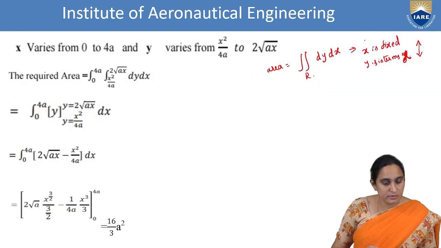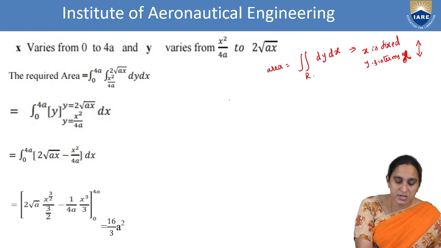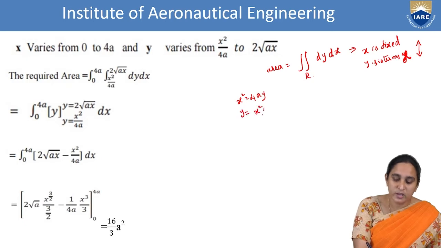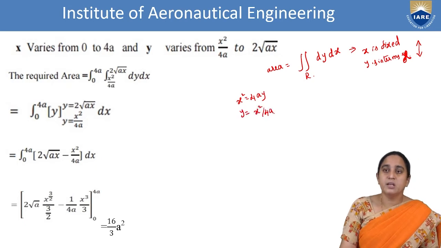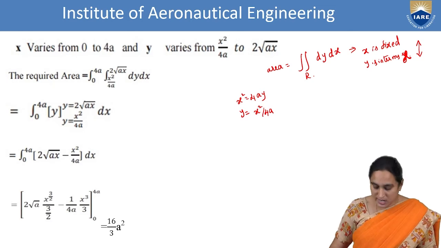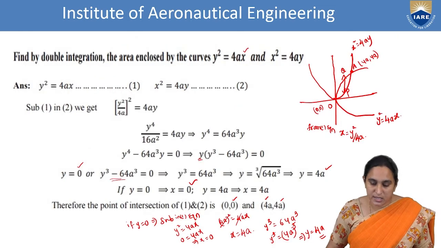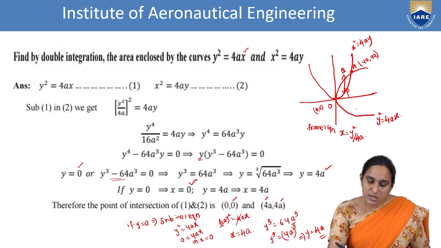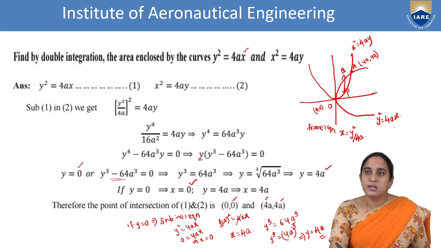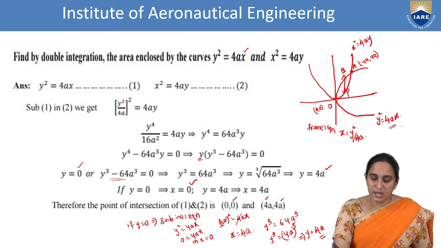From that, what about the y limit? The y limit, as x square is equal to 4ay, means y is equal to what? X square by 4a. Okay, that's the first limit point, and the second limit point from the diagram touches at Q. What does Q touch at? That is y square is equal to 4ax. Q touches at y square is equal to 4ax.